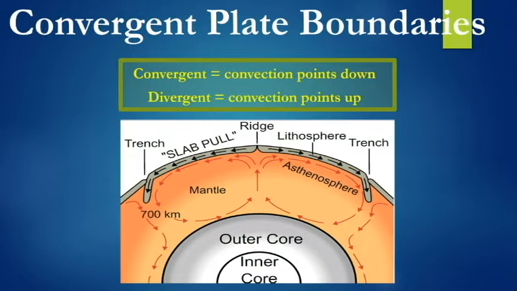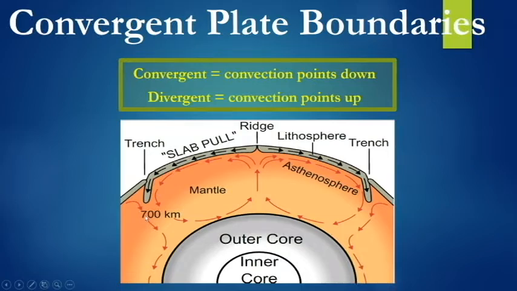But keep in mind also, while there are places where we have the convection pointing up and out, we also have places where the convection comes together and goes down. So those are places where there's convergence. So we're going to tie this all together now. So places where we have convergence, or plates coming together, the convection points down.